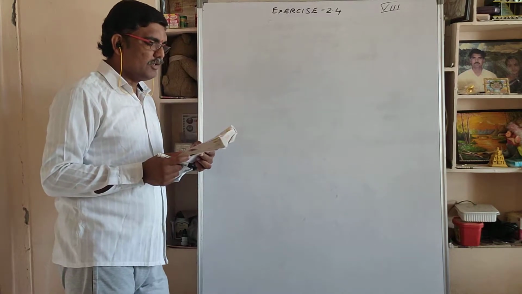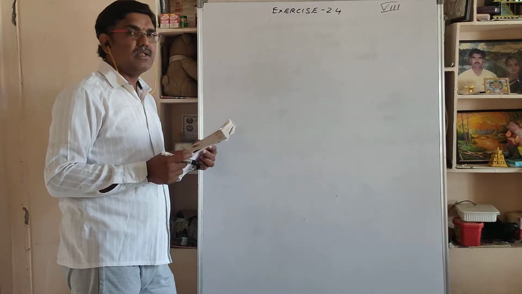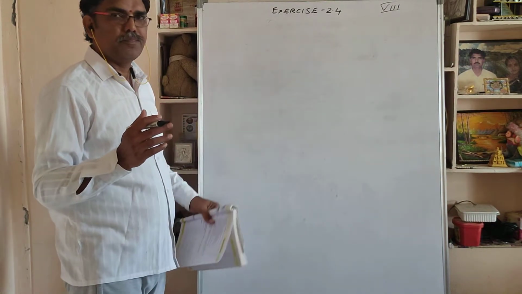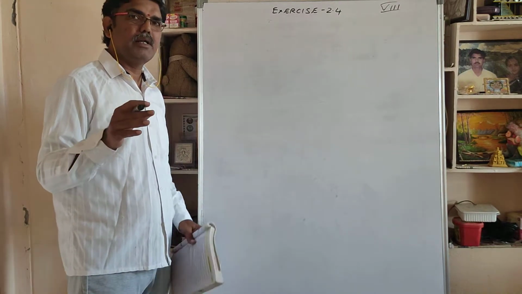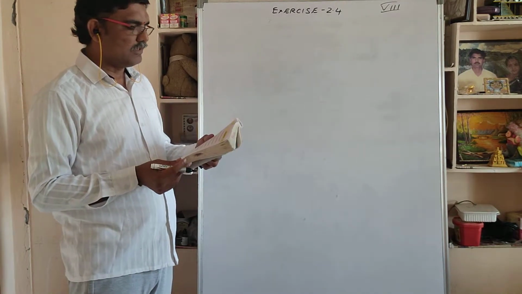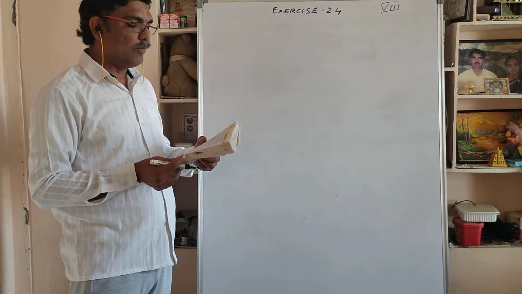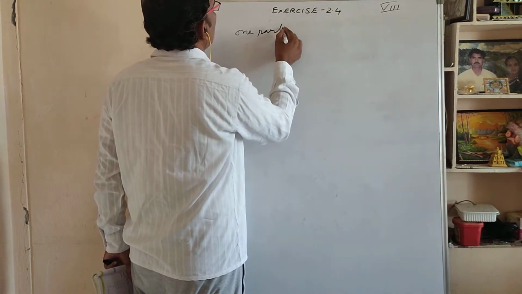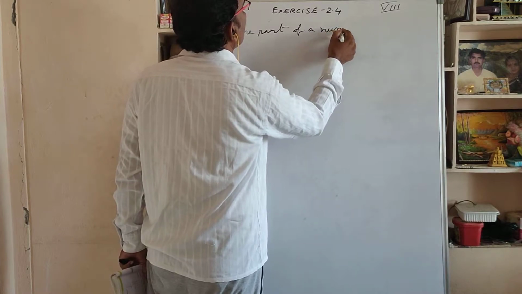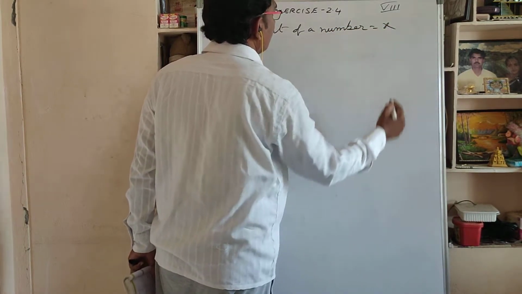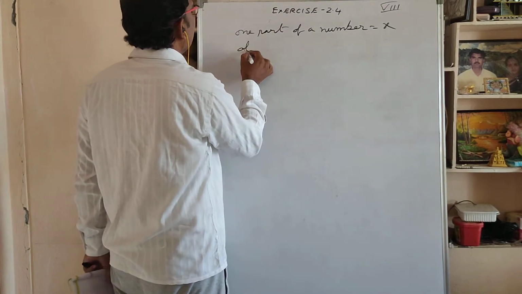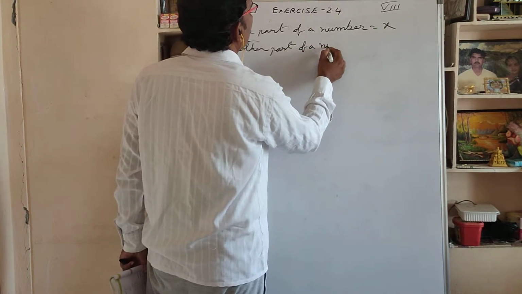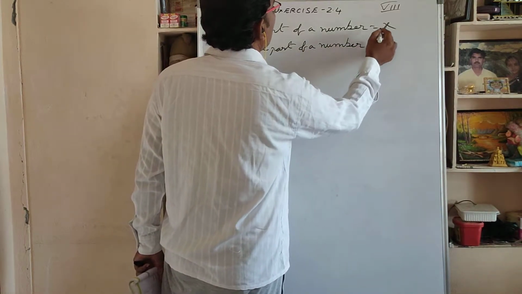A number is divided into two parts such that one part is 10 more than the other. One number is that number he did not give, but it is divided into how many parts? Two parts, such that one part is 10 more than the other. So one part of a number, if you assume as x, so the other part of a number is 10 more than this, he has given.